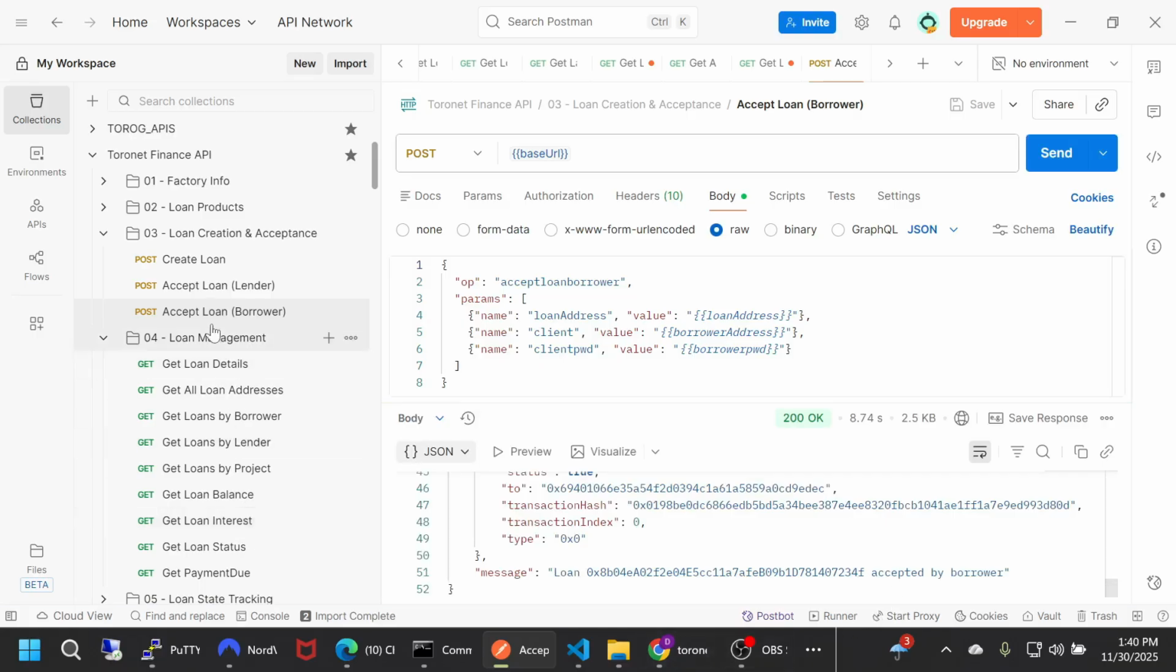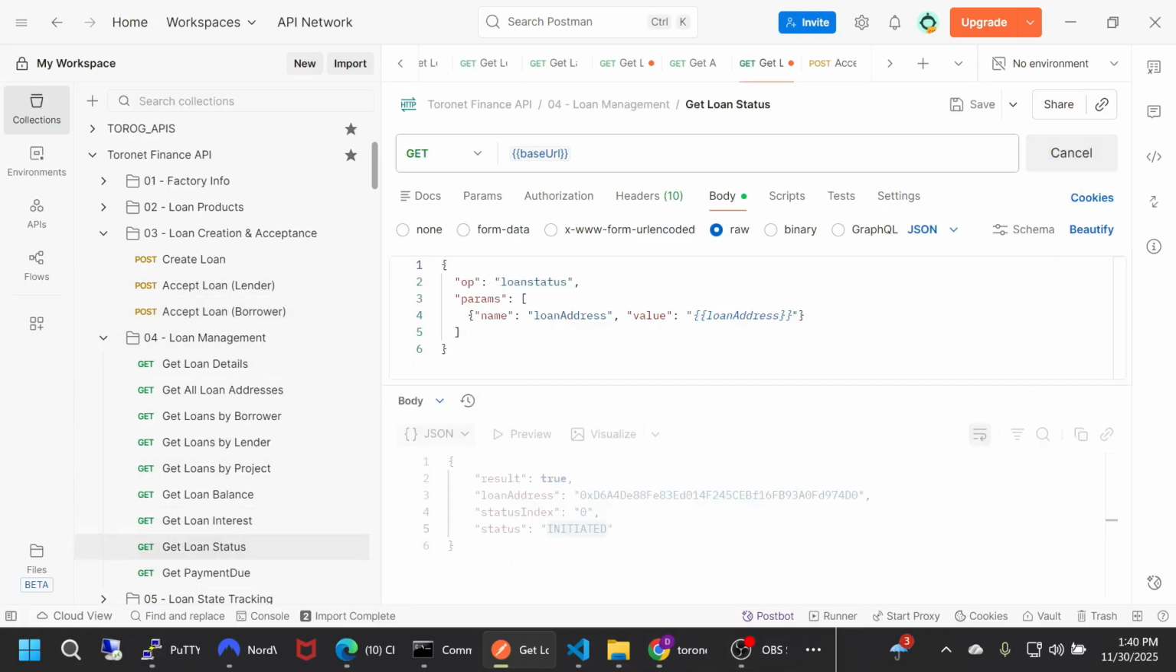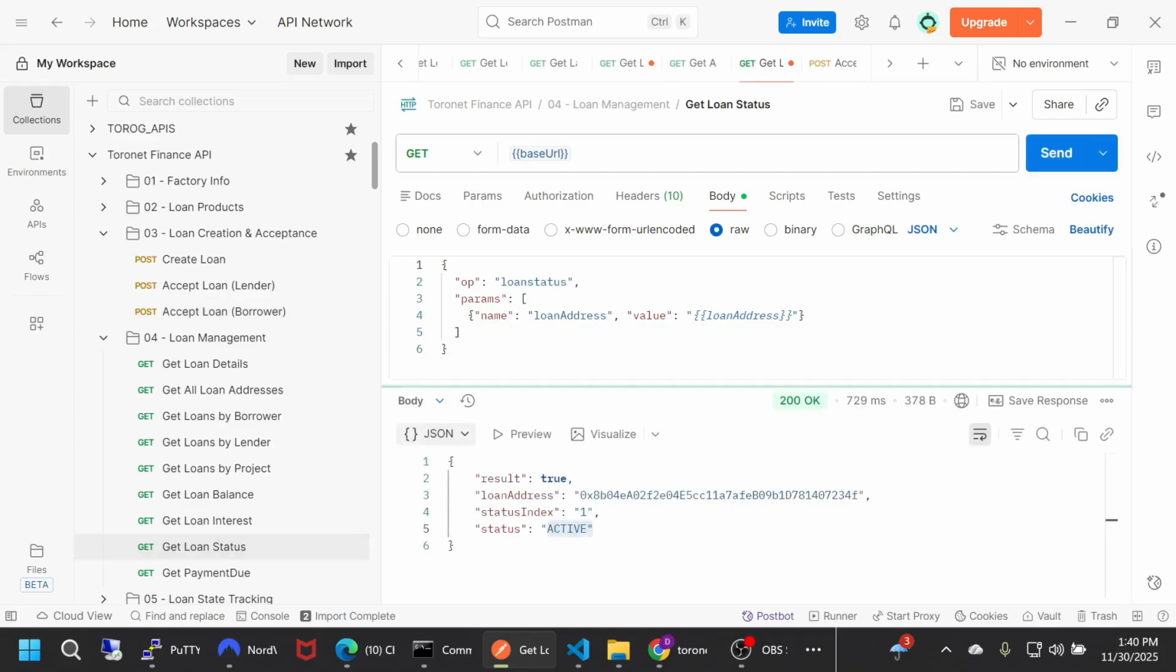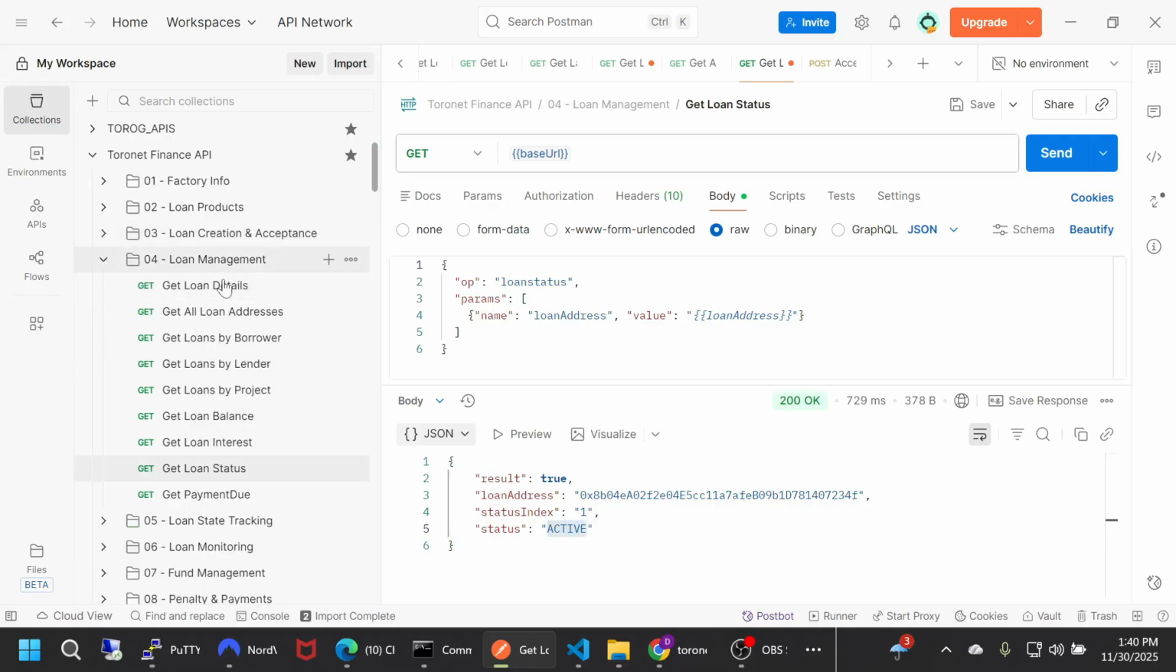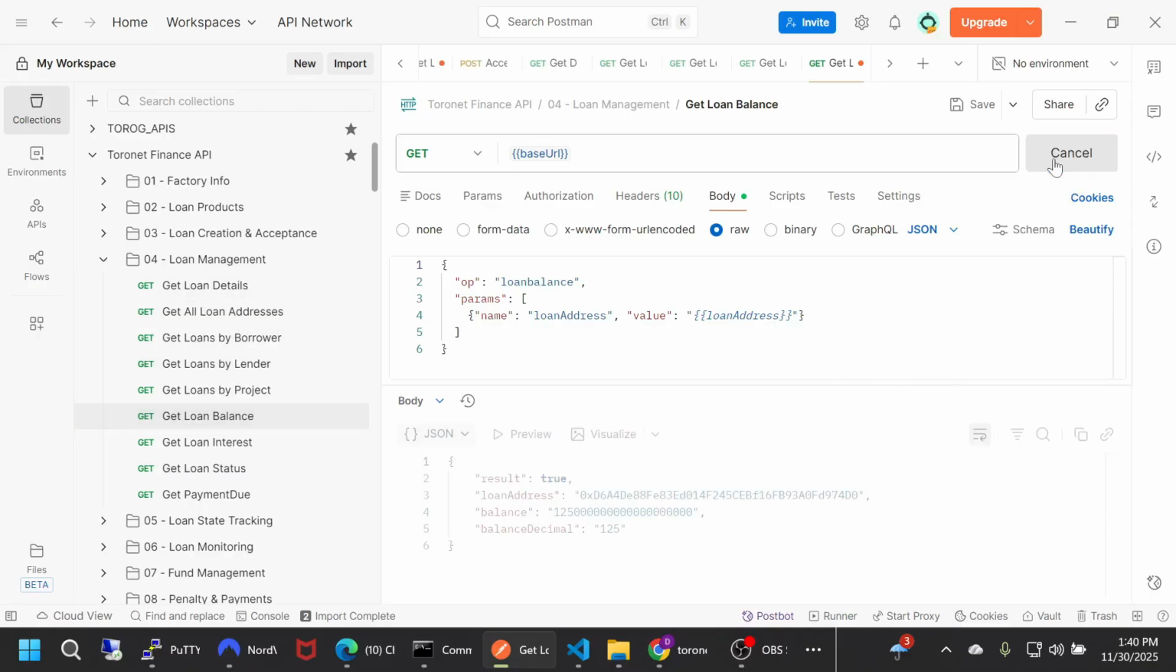All right, so it's been accepted by the borrower. So let's check the loan status again to confirm if the status has changed. All right, so the status is now active. The next step is there are various calls to manage to get loan information. You can get the loan deeds, review the balance. So the balance is initially 0.